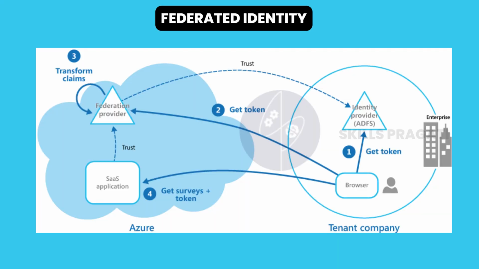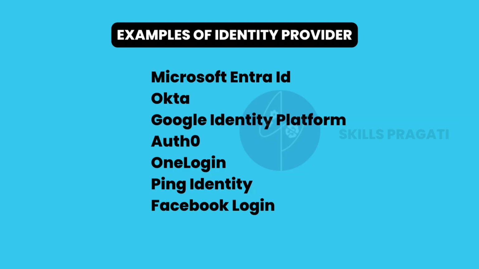Federated identity: in a federated identity system, identity providers work together to enable SSO across multiple domains or organizations. This allows users to access resources across various domains using a single set of credentials. Common examples of identity providers include Microsoft Entra ID, Okta, Google Identity Platform, Auth0, OneLogin, Ping Identity, Facebook Login, and OpenID Connect providers, for example, Google and Microsoft.